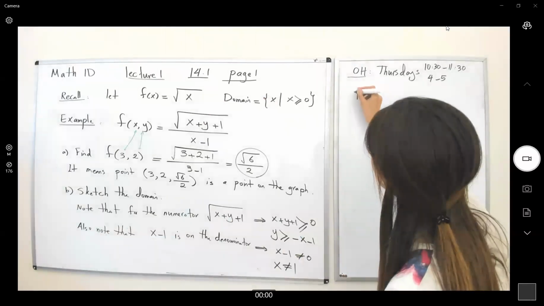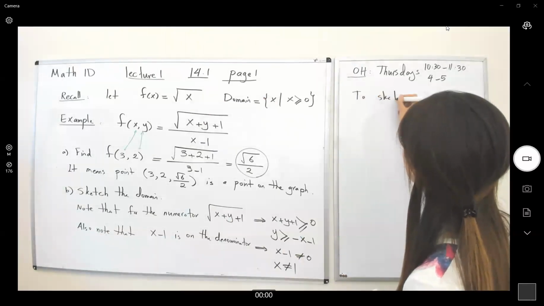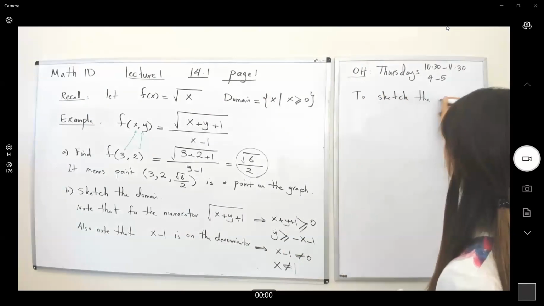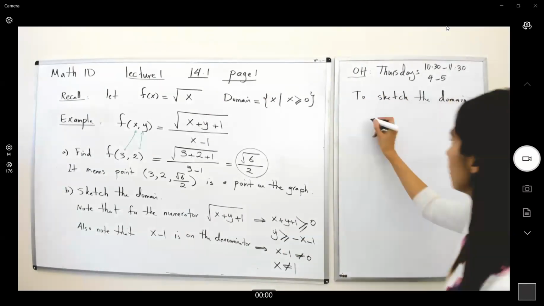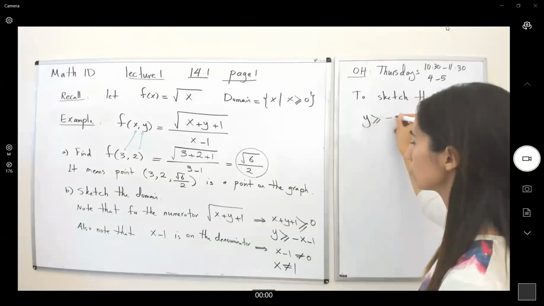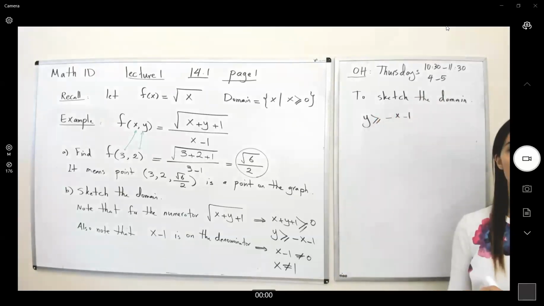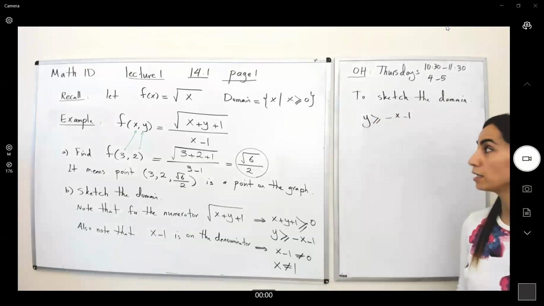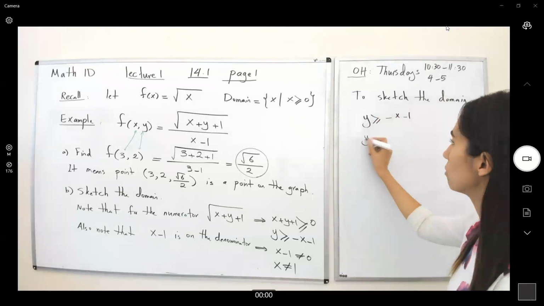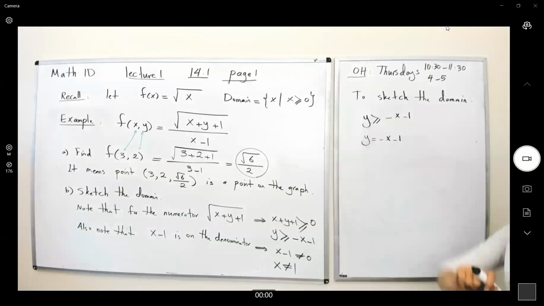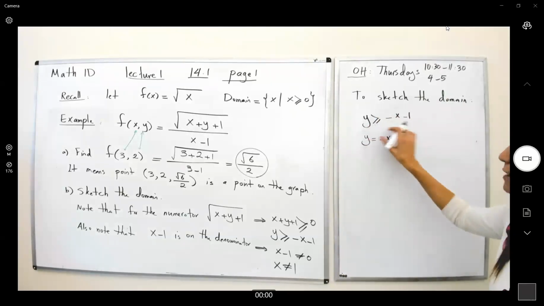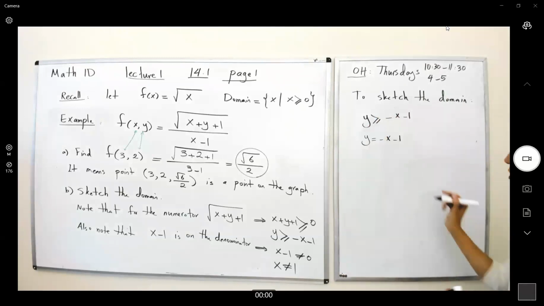To sketch the domain, first of all, we have y greater than or equal to minus x minus 1. This is just an inequality. You can graph y equals negative x minus 1 and then select all the values for x and y such that y is greater than or equal to negative x minus 1.